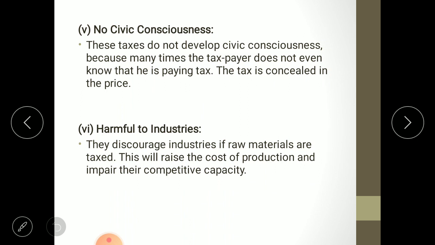If indirect tax is charged on raw materials, the price of raw material will increase, which increases the cost of production, which will increase the price of the product, which leads to a reduction in demand. So what happens is that the producer cannot earn sufficient profit, which will discourage them from undertaking productive activity in an economy. So in that way indirect taxes are harmful to industries.